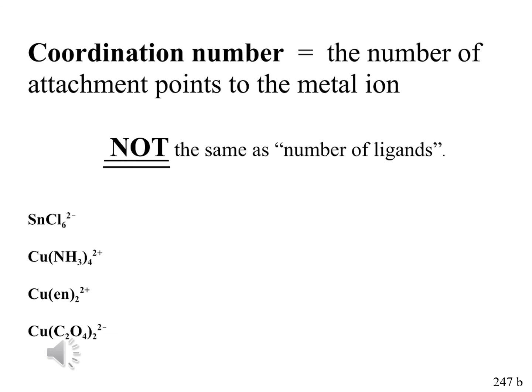So I want to describe these. The coordination number of a complex is the number of attachment points or bonds to the metal ion. That is not always the same as the number of ligands, because a lot of the ligands bind at more than one spot. And I'm going to show you this with examples.